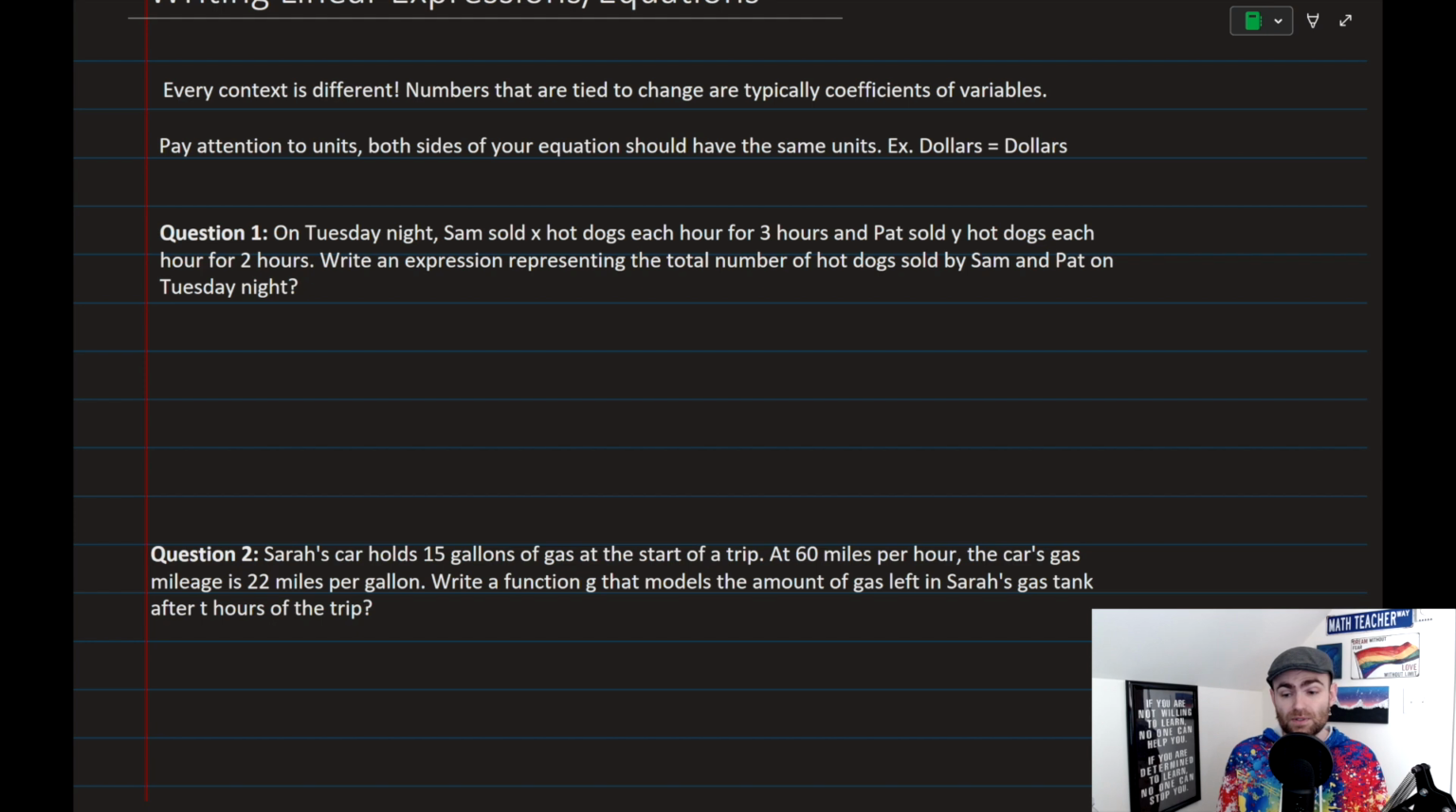So we have some numbers and we have some variables in the representation. X is hot dogs, Y is hot dogs, and 3 is hours of selling hot dogs. 2 is hours of selling hot dogs. And then we're adding all of these hot dogs together. So, simply put, this one's not that bad. For Sam, we have 3 hours of selling X hot dogs per hour, plus we have 2 hours of selling Y hot dogs per hour. And that's our expression. We have Sam here and we have Pat here, and we're good.